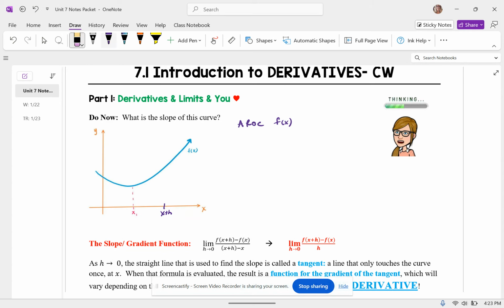So if I go up to the curve, I'm looking at the point x, f of x, and the point x plus h, f of x plus h. Okay, these are the 2 points on the curve. So if I want to find the average rate of change, I'm basically finding the slope of the secant line.